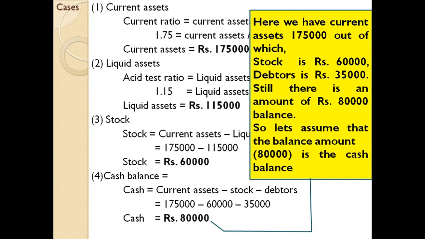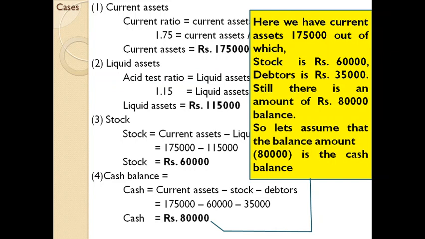See, we have current assets 1,75,000. Out of 1,75,000, deduct stock 60,000 and debtors 35,000, which is given in the question. You will get rupees 80,000 as the balance. And in the question it is said that current assets include cash, stock, and debtors. So the remaining 80,000 is considered as cash. That's how you need to find the various sub-items that come under various heads. Here, you found current assets, and from current assets you found the stock and cash, and the debtors were already given in the question. I hope you are following the concept.